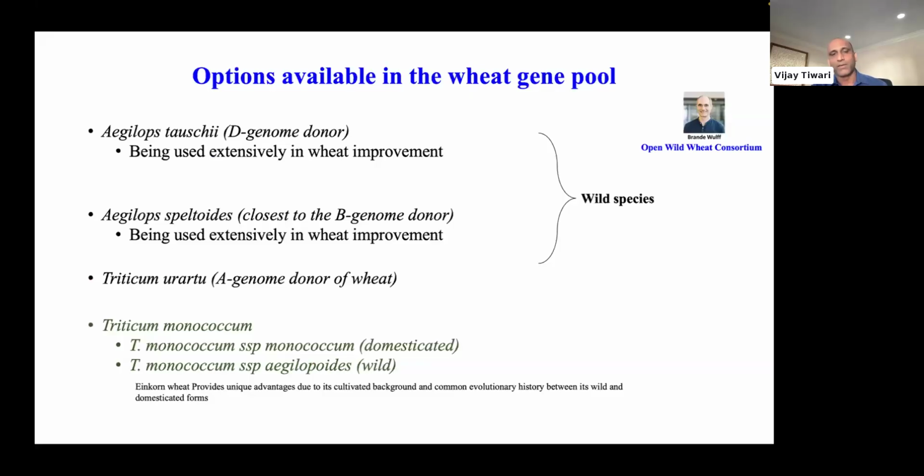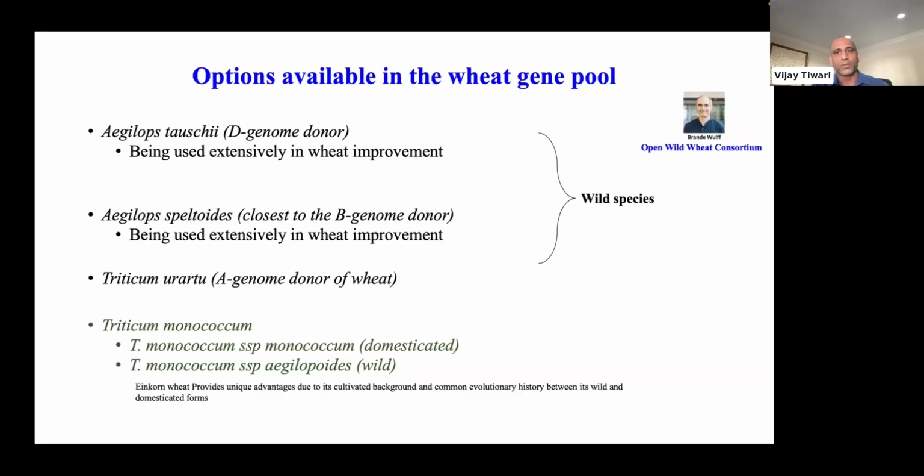So some options are available in the wheat gene pool because wheat is an allopolyploid. That means three different species came together and developed our wheat. So Aegilops tauschii is the D genome donor of wheat, and has been very extensively used in wheat improvement and breeding programs. Then Aegilops speltoides, which is very close to the extinct B genome donor of wheat, is also used to some extent, not extensively, in wheat improvement programs. And Triticum urartu is the A genome donor of wheat, but it lacks a lot of the genetic diversity of other progenitor species in wheat.